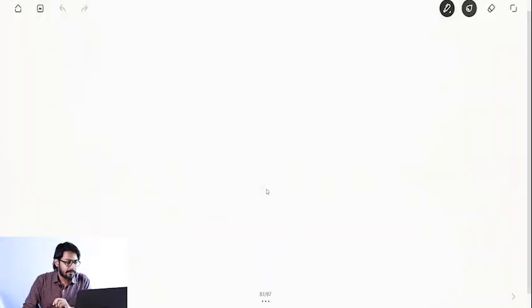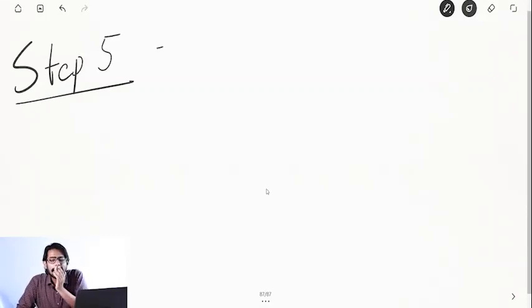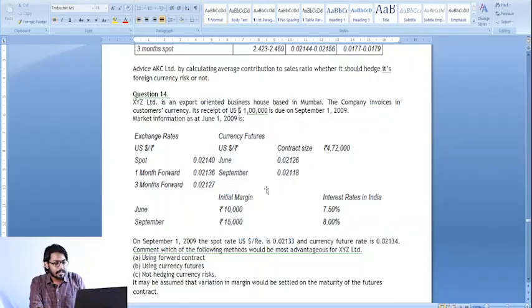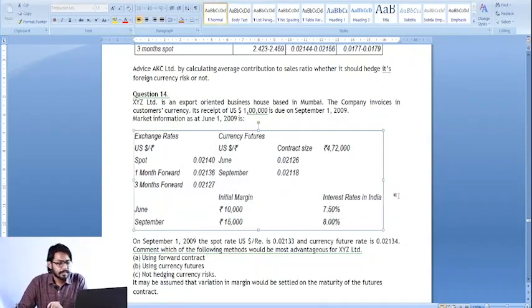Last step, step 5. Is there anything we have missed out in the question? Just scan the question once again. Is there any adjustment you have missed out? There is an interest rate given over here that I have not considered. For September futures, the margin requirement is 15,000 rupees and the interest rate is 8%. That 15,000 rupees is per contract. You are taking 10 such contracts.